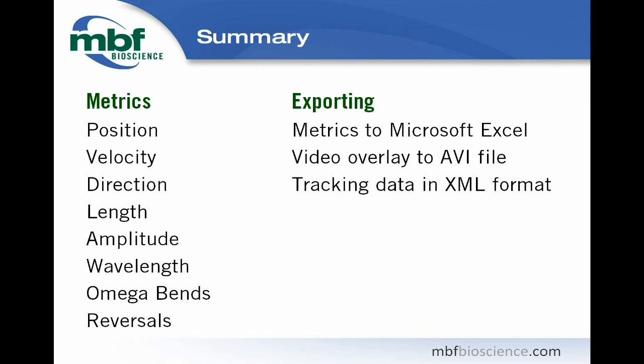So to summarize some of the metrics that we do calculate, we calculate metrics related to the position of the centroid, the head, and the anus, marked as the tail, the velocity, direction, length, amplitude, the wavelength of the worm as it's moving. And we also detect a couple of behaviors, including omega bends and reversals. Those are behaviors across a number of video frames in order to be classified as an omega bend or a reversal. This data can be exported directly to Microsoft Excel, and you can export the AVI file with and without video overlay so that you can put those in PowerPoint presentations or supplemental materials for publication.